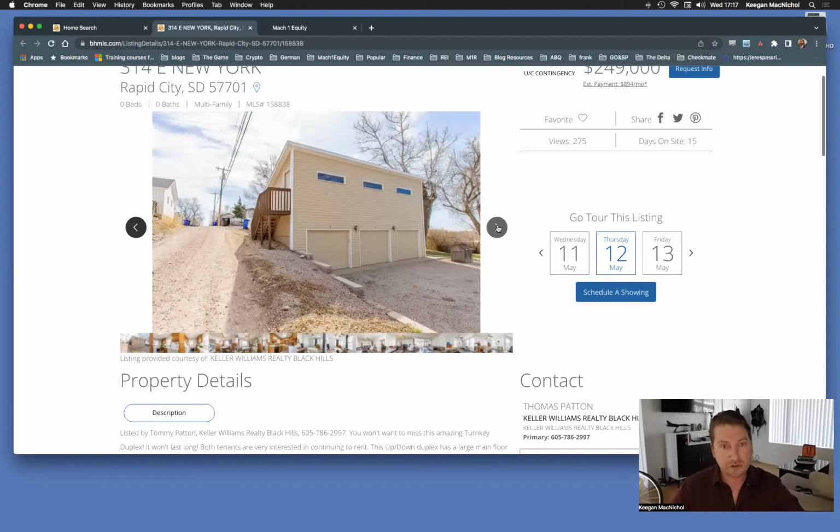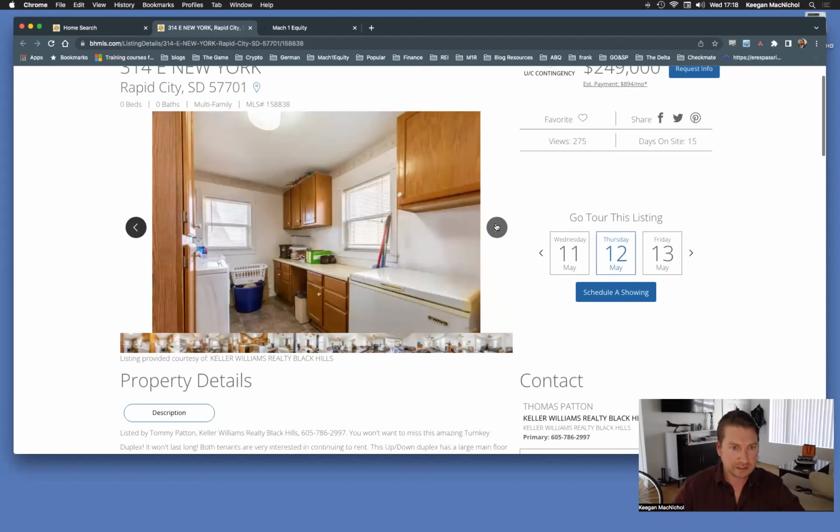Oh, wow, huge garage. So I'm thinking, okay, that's potentially additional income. You could rent a garage unit. Now you maybe have to do a little bit of research, figure out what a garage might go for in that market, but that's interesting.